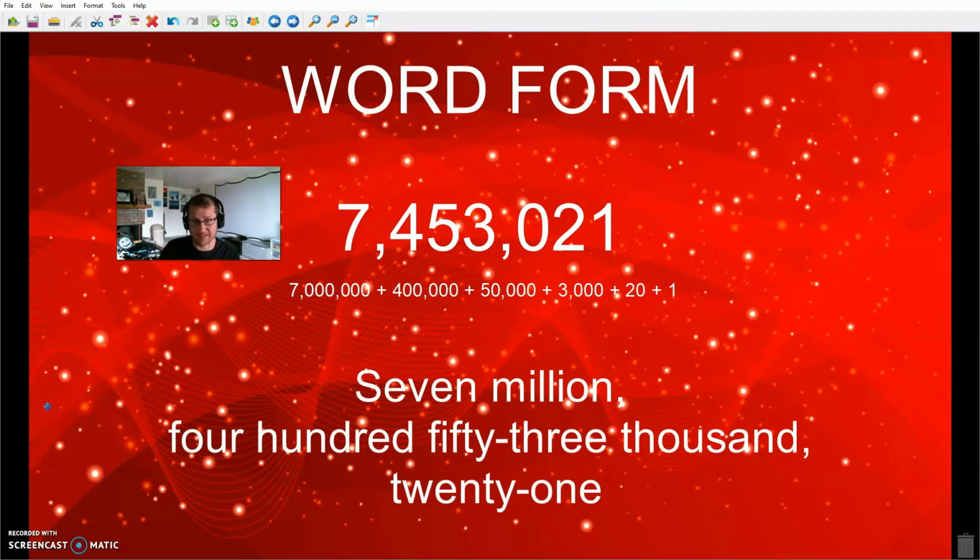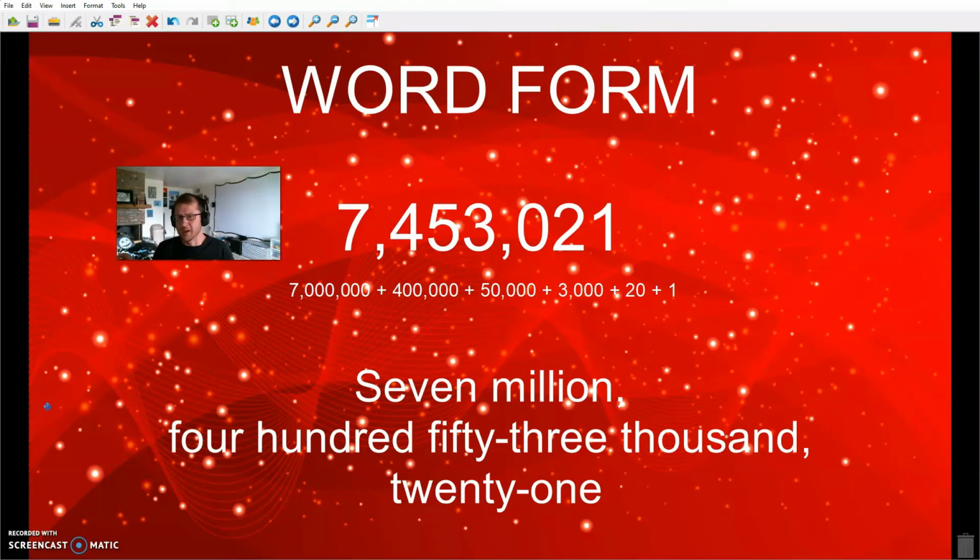Rather than writing the number 7, I write out the words 7 million. Rather than 453, or 400,000 plus 50,000 plus 3,000, I write out the words 453,000. That period is all grouped together. I don't have to say 400,000, 50,000, 3,000. I do the 453 and then group it together with that period of 1,000.